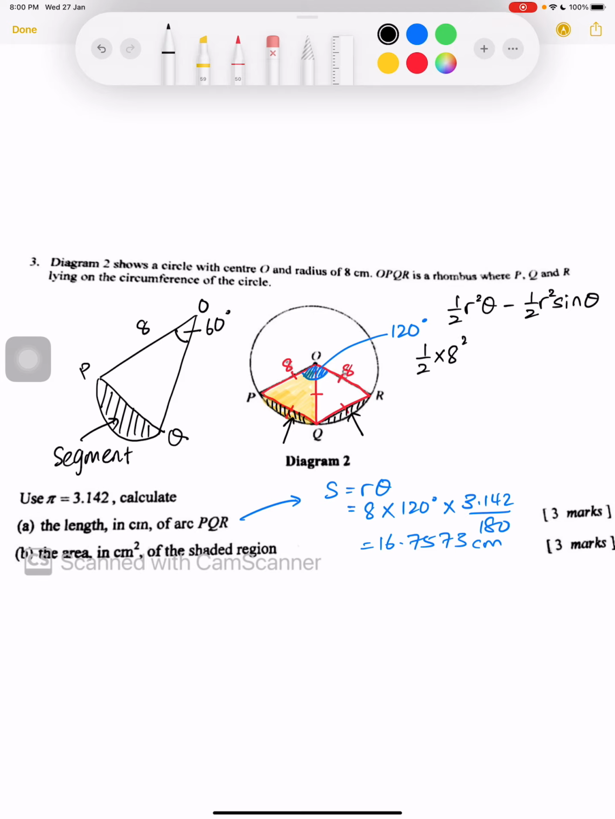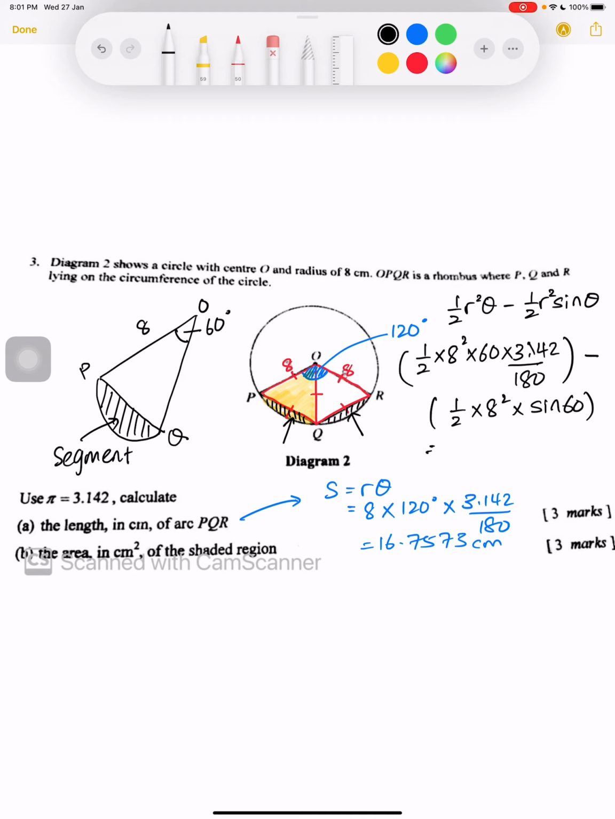And remember to change to become radian, so I'll multiply by 60 times 3.142 and then divide by 180. So that's my first part, and then I need to minus off the triangle, which is 1 over 2, and then times your r squared, which is 8 squared, and then times your sine theta. Again, I can put sine 60. Okay, so that's my second part, which is a triangle. Okay, just do a bit of calculation. I'm doing it now. 1 over 2 times 64 times 60 times 3.142 divided by 180. Okay, so that's my answer for the first part, and then minus 1 over 2 times 64 times sine 60.